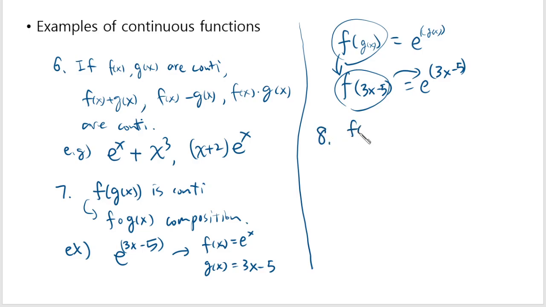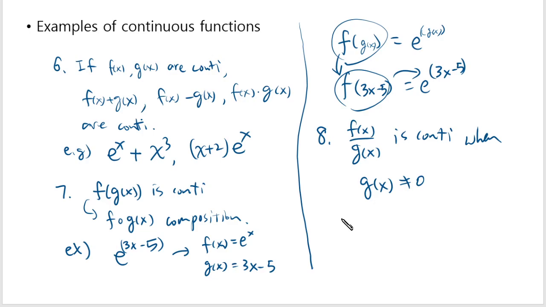Lastly, if you have f(x) over g(x), then it's like the rational function, but rational functions only allow top and bottom to be both polynomials, but here you may have exponential functions on the top or some more crazy functions on either top or bottom. So we're talking in more general terms. In this case, this is continuous when g of x is not equal to 0.